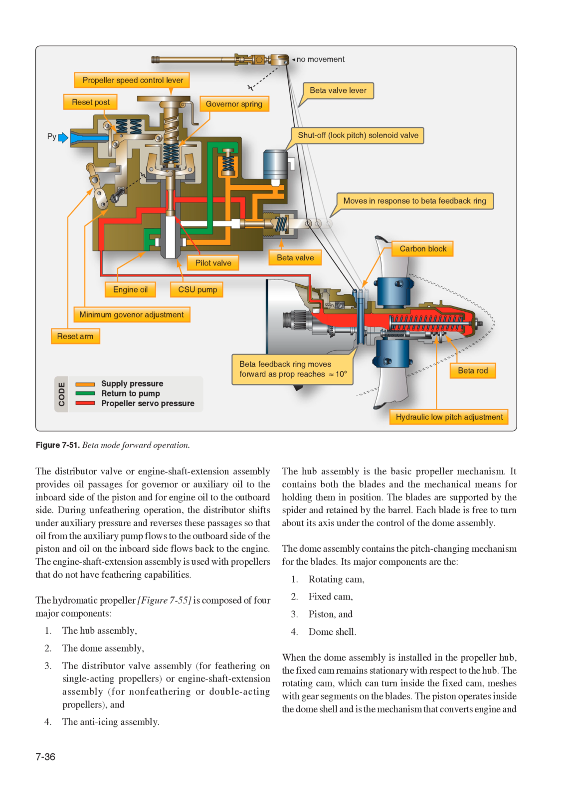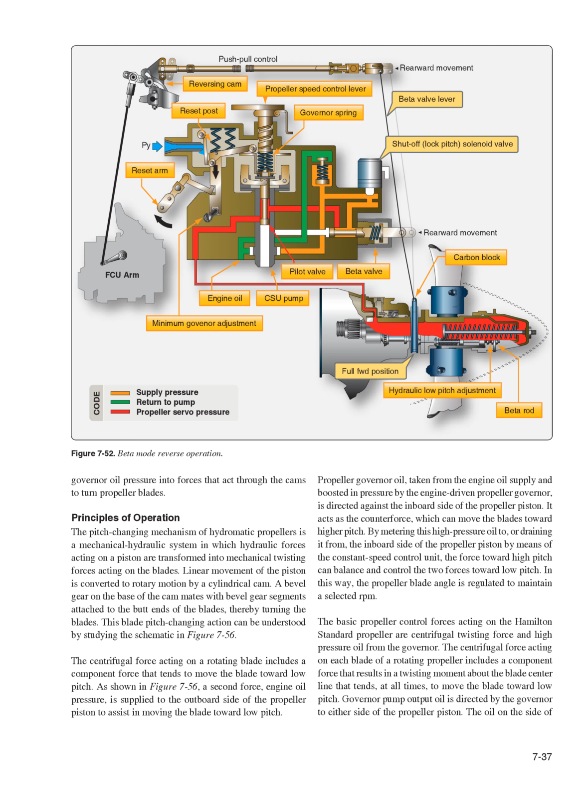When the dome assembly is installed in the propeller hub, the fixed cam remains stationary with respect to the hub. The rotating cam, which can turn inside the fixed cam, meshes with gear segments on the blades. The piston operates inside the dome shell and is the mechanism that converts engine and governor oil pressure into forces that act through the cams to turn propeller blades.